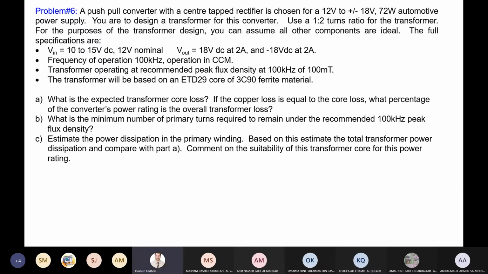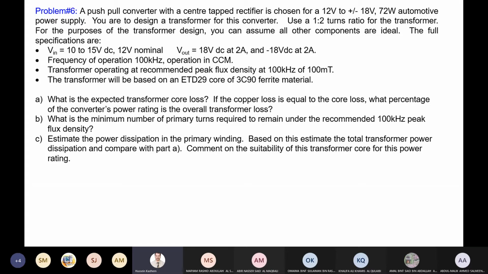Okay. A push-pull converter with a center tapped rectifier. Okay, so he told me push-pull converter. Do you remember? Transformer with center tap at the primary. We have two switches. One of them will conduct half of the time. The second, you remember this? Okay. Designing for 12 volt to plus minus 18 volt, 72 watt automotive power supply. So he gave me the input and the output. You are to design the transformer for this converter. Just a minute. It is not a normal push-pull. No, this is with a transformer.